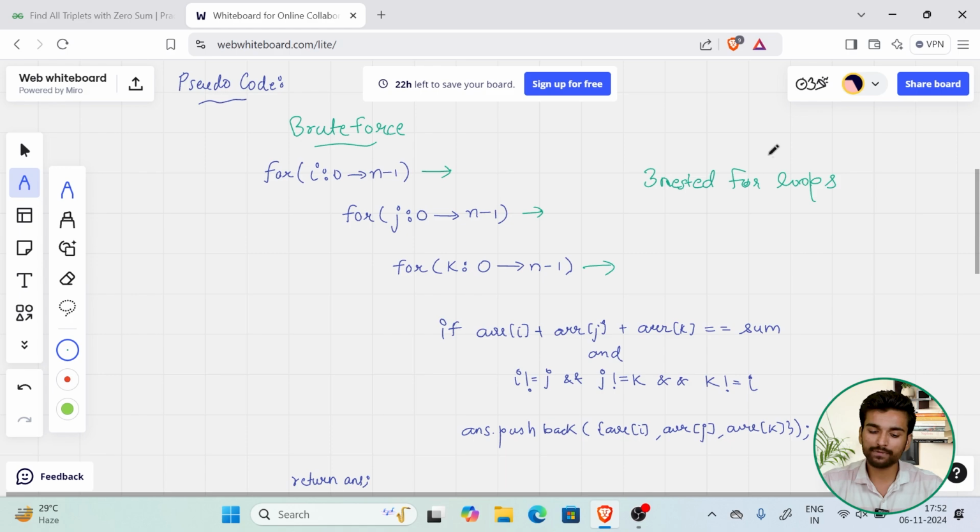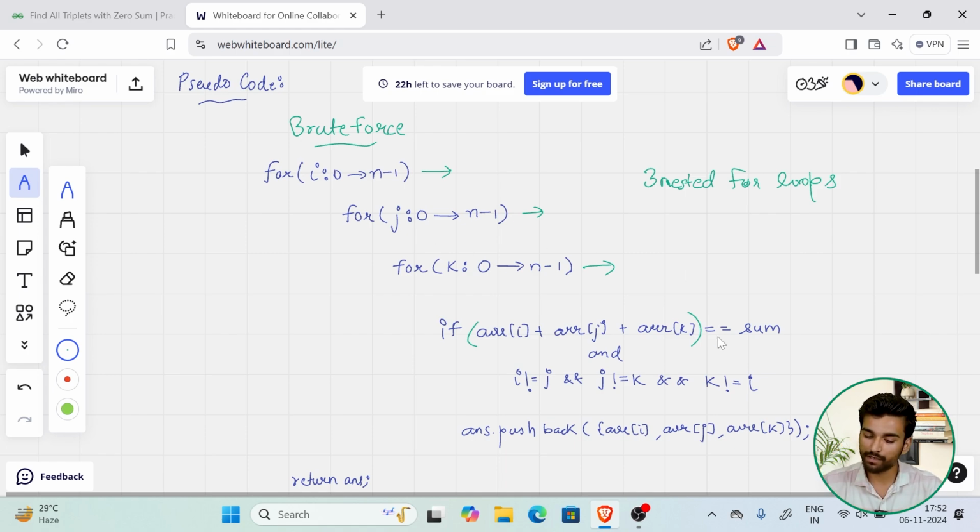That's why we are using three for loops here, and inside this we have one if condition: if the sum of the values that are present on index i, j, k is equal to the sum, then in that case we can say that these are the possible triplets, or the possible answer for this given question. We can have multiple such indices. So this can be one possible answer.